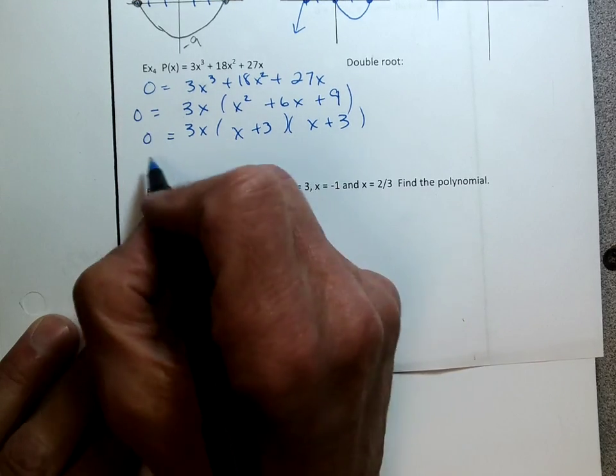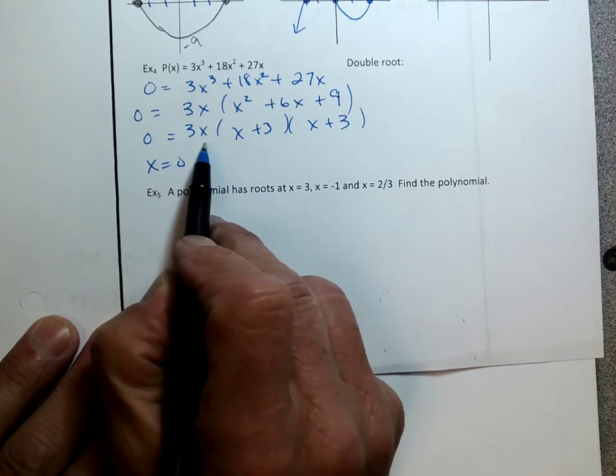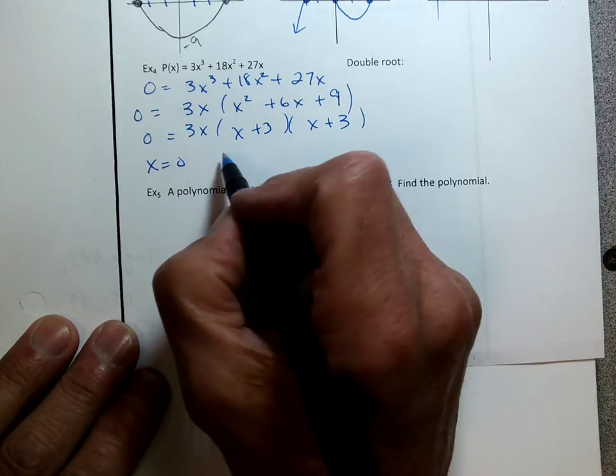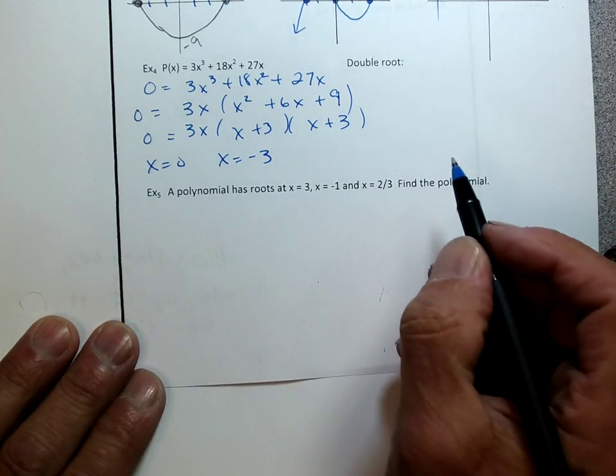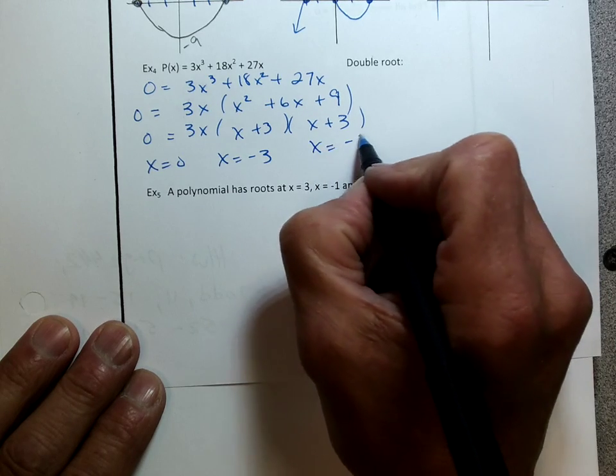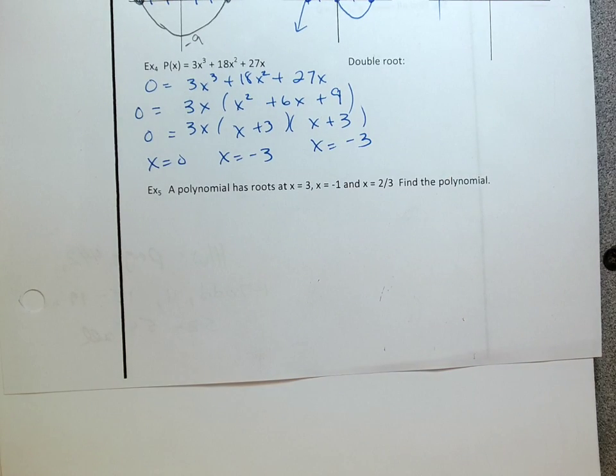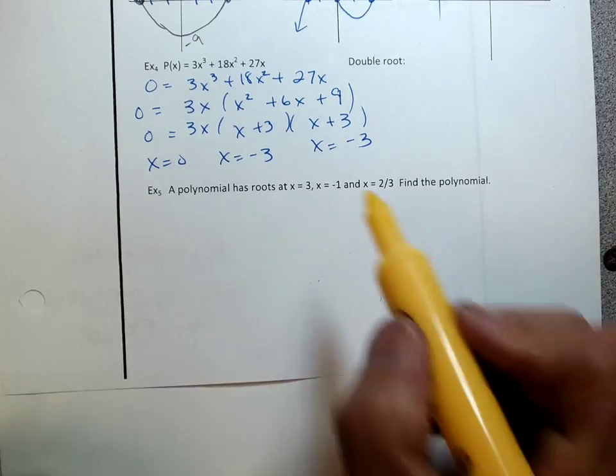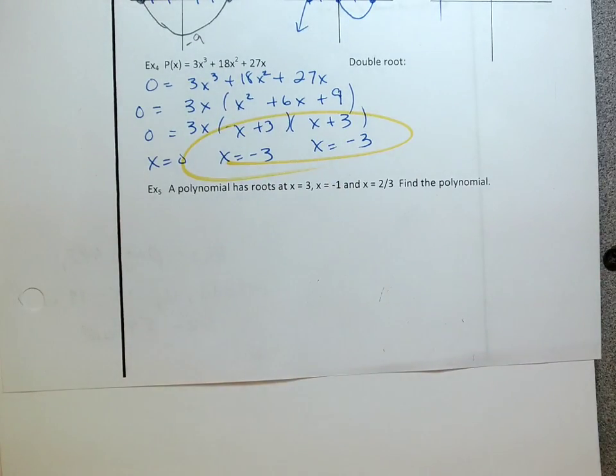As my answers, I'll get one answer, x equals 0, from 3x equals 0. I'll get x equals negative 3, and I'll get x equals negative 3 again. Now, we still got 3 answers, even though 2 of them happened twice. That's called a double root. So my double root is when one answer occurs twice. Okay, does that make sense?